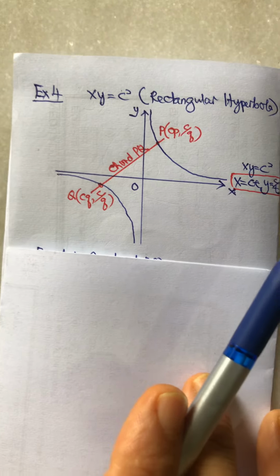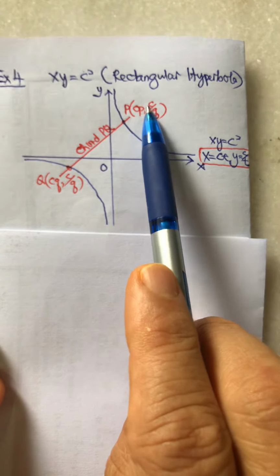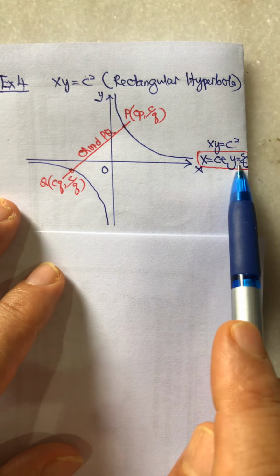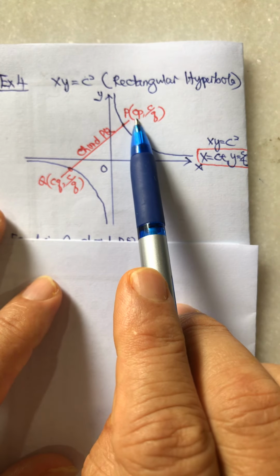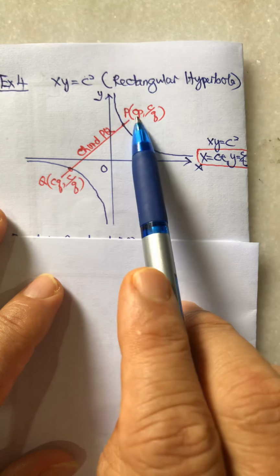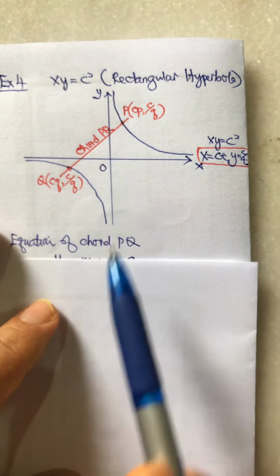And then, so therefore, at the point P is (cp, c over p), like that. (ct, c over t) is the general one for every point. So for this point (cp, c over p), and this is (cq, c over q). So this is a chord. So you are asked to find the equation of the chord. We are going to find the equation of the chord.